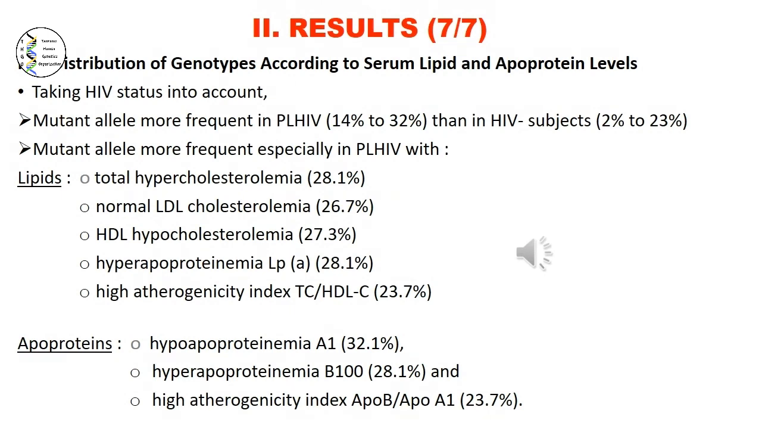For apoprotein concentration, the mutant allele was more frequent, especially in persons living with HIV presenting hypoapoproteinemia A1 32.1%, hyperapoproteinemia B100 28.1%, and high heterogeneity index as apoproteinemia B divided by apoproteinemia A1 33.7%.